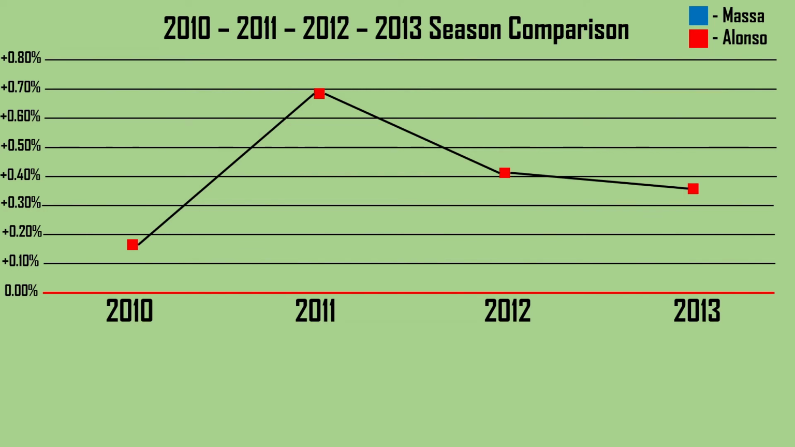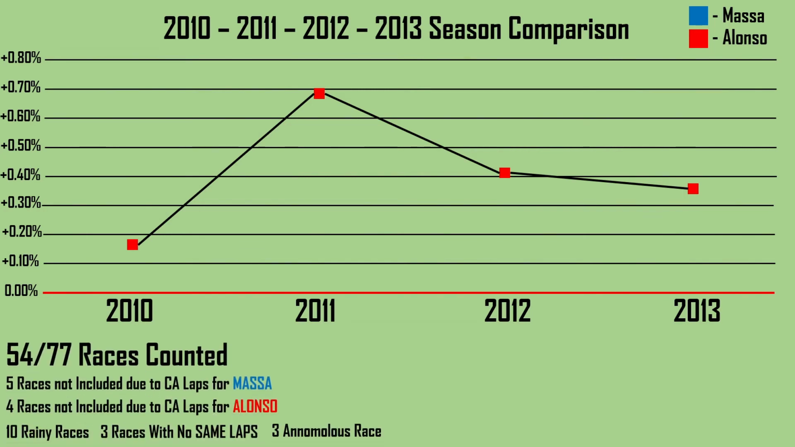And over this 4-year span, there were 54 out of 77 races that were counted, where there were 5 races not included due to Felipe Massa not having enough clean air laps to analyse, and 4 for Fernando Alonso. There were 10 rainy races overall, 3 races where neither driver set lap times on the same lap after the truncation period, and there were 3 anomalous races.